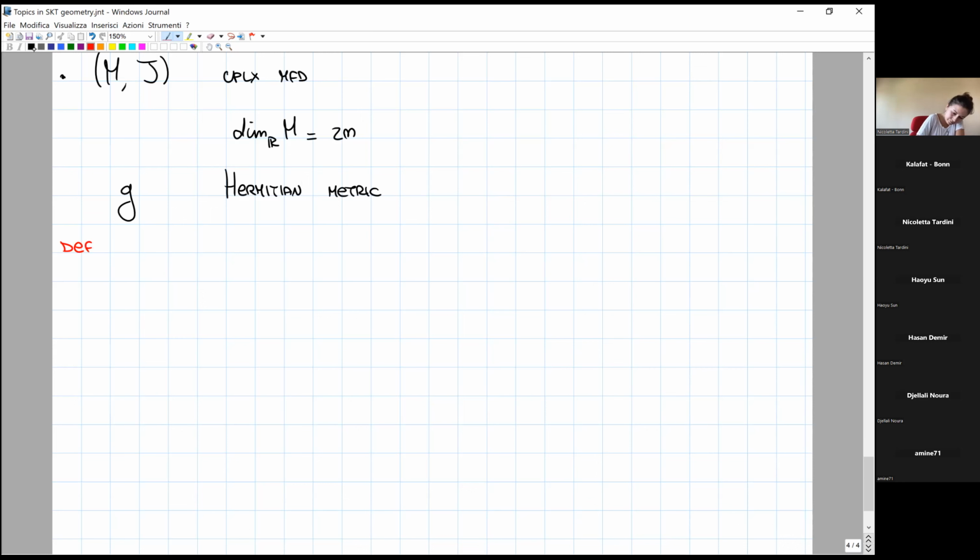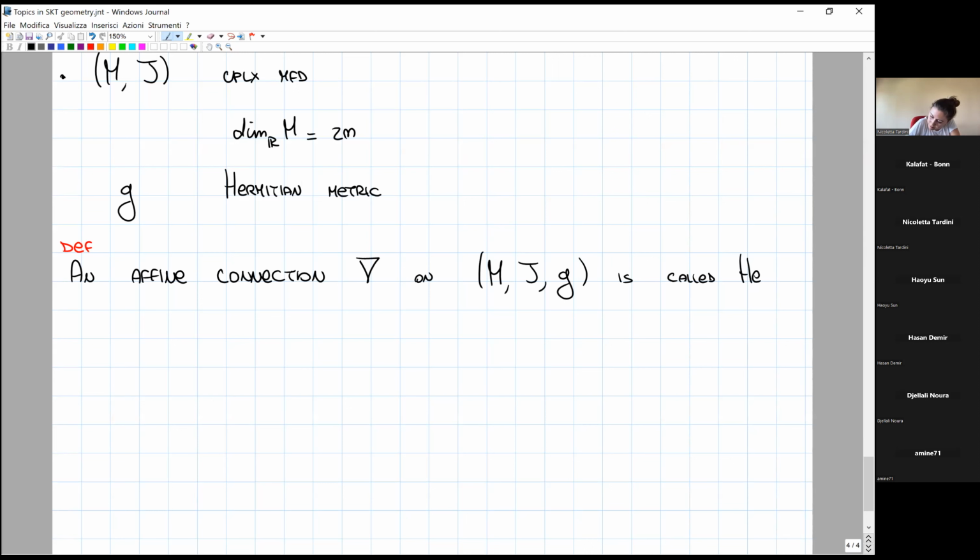Then an affine connection nabla on (M, J, G) is called Hermitian if nabla G is equal to zero. So G is parallel with respect to the connection, okay? And also nabla J is zero. So also J is parallel with respect to the connection. So you see, you have this connection that is preserving the whole Hermitian structure, both the metric and the complex structure.